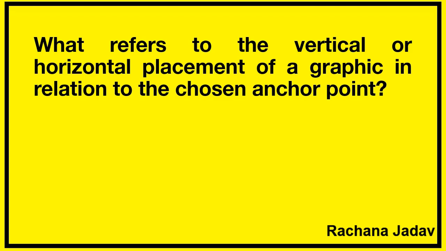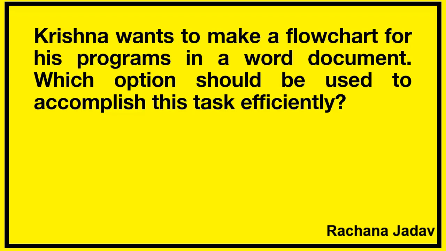Next, what refers to the vertical or horizontal placement of a graphic in relation to a chosen anchor point? That is alignment. You can set it vertically or horizontally for the graphic also in Word, right? You must have seen in Word we have alignment for that. Next, Krishna wants to make a flowchart for his programs in a Word document. Which option should be used to accomplish this task? Drawing and shapes. Yes, SmartArt, everyone knows. SmartArt is also one part, but drawing shapes is mostly used by everyone for making a flowchart.